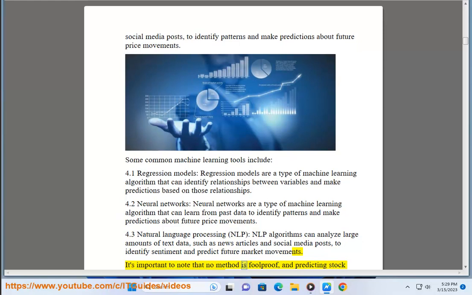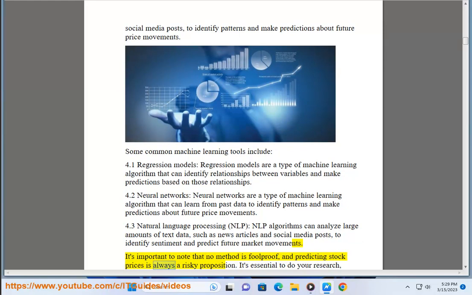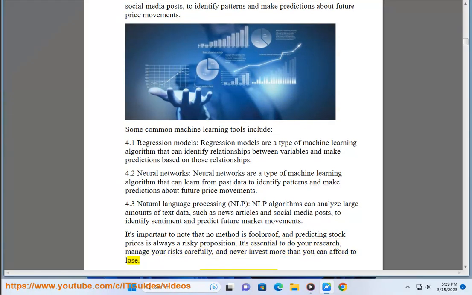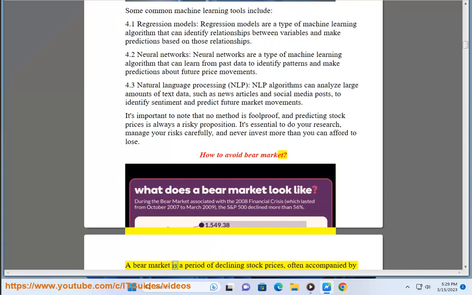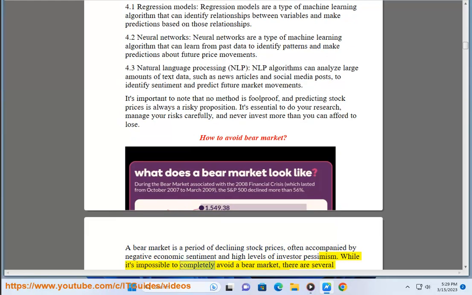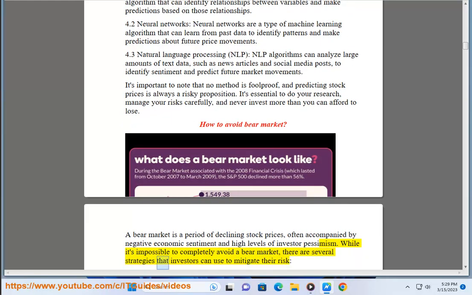It's important to note that no method is foolproof, and predicting stock prices is always a risky proposition. It's essential to do your research, manage your risks carefully, and never invest more than you can afford to lose. How to avoid bear market. A bear market is a period of declining stock prices, often accompanied by negative economic sentiment and high levels of investor pessimism.